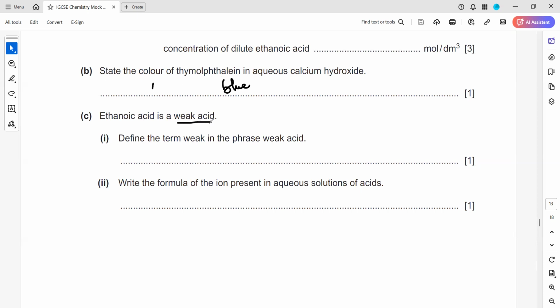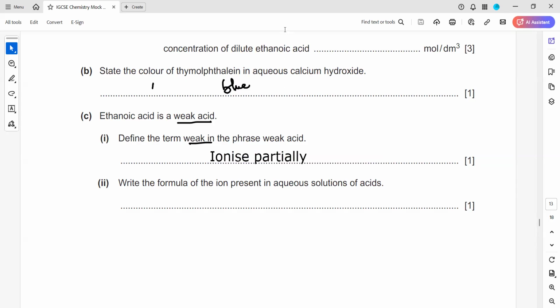Ethanoic acid is a weak acid. So define weak in a phrase. Weak acid means ionized partially, or break down partially. Can we tell its pH? Sir, I mentioned pH. You just have to explain the phrase weak. Does not fully ionize. Yes, that is also right.